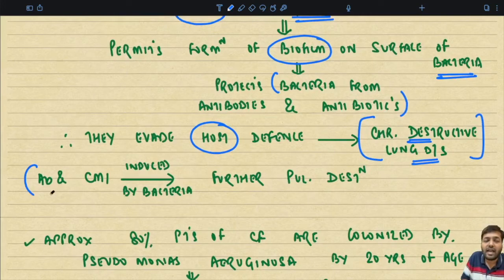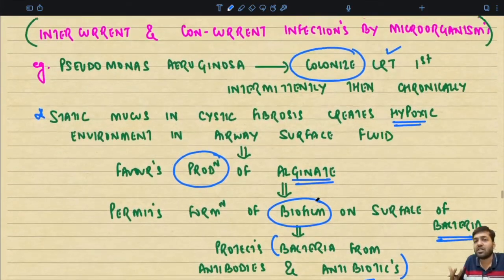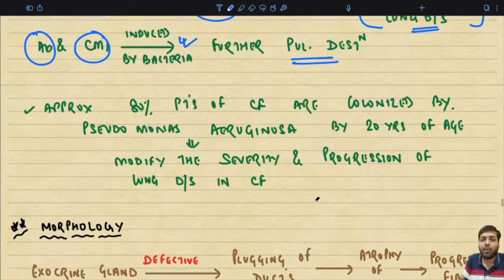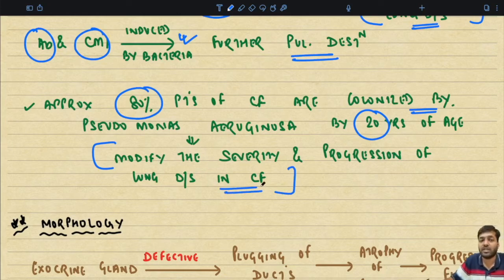So antibodies and cell-mediated immunity induced by the bacteria are causing further pulmonary destruction. So why is this kind of destruction happening? It is happening because of the infection by Pseudomonas aeruginosa, which is basically changing the course of the disease completely. Approximately 80% of the patients of cystic fibrosis are colonized by Pseudomonas aeruginosa by 20 years of age, and this modifies the severity and progression of the lung disease in cystic fibrosis. It makes the disease worse. So this is the environmental modifier in case of cystic fibrosis.